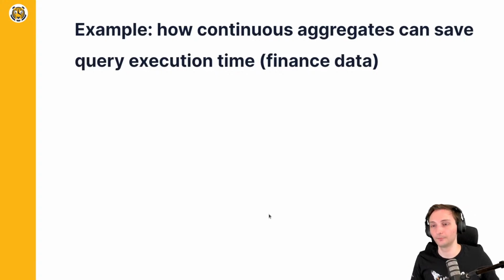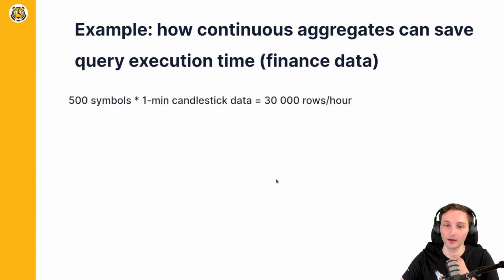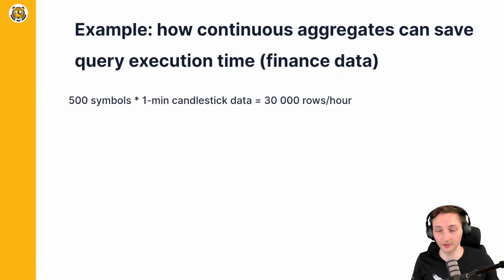All right, let me show you an example in the financial world to show you how continuous aggregates can save on query execution time. So let's say we talk about stock data. With stock data, you have symbols, you have candlestick data, you have price data, and let's say you want to monitor something like the S&P 500, which has 500 symbols. It technically has more symbols, I think, but let's just say it has 500 ticker symbols, and you monitor the S&P 500 in 1 minute intervals. So you have one record for each minute, and you're monitoring 500 symbols. What this means is that 500 symbols times 1 minute candlestick data, in an hour you have 30,000 rows.